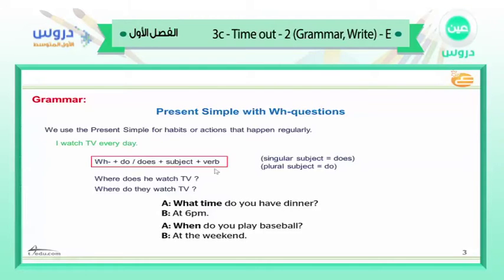So there are two important things that you have to know. What do we mean by present simple? The present simple is habits or actions that happen regularly. How can we make WH questions in the present simple tense? WH question word. After that, do or does. Does with the singular, do with the plural. After that, the subject. After that, the verb in the base form. Very nice.